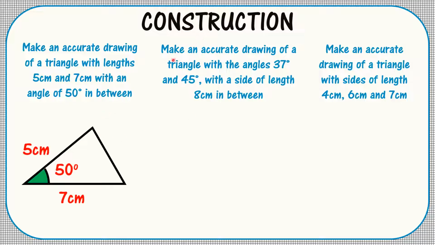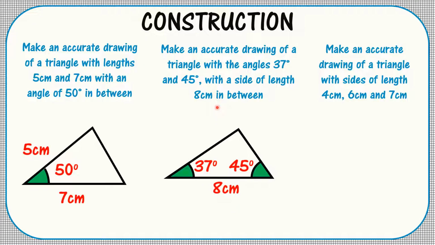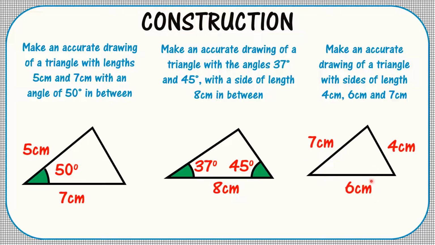For the second question, make an accurate drawing of a triangle with the angles 37 degrees and 45 degrees with a side of length 8 centimeters in between. Again, it will look something like this. You have 8 centimeters along the bottom, you have 37 degrees on the left, and you have this other angle of 45 degrees. For the final question, make an accurate drawing of a triangle with sides of length 4 centimeters, 6 centimeters, and 7 centimeters. So your triangle will look something like this.